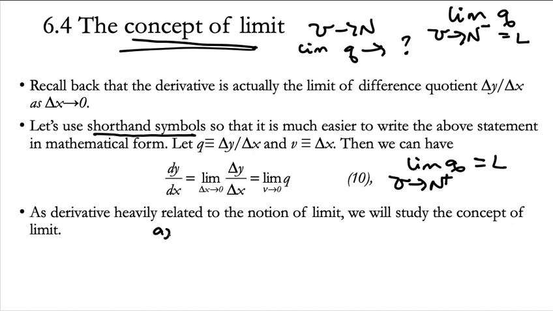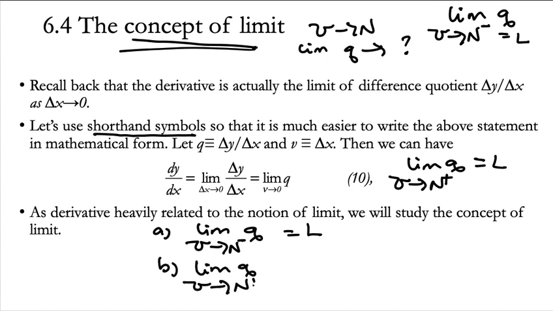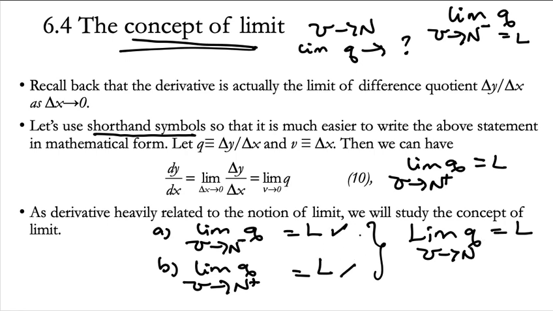Okay, so like I said just now, I check the limit of Q as V approaches N from the left side, then I found the answer L. But I also need to check from the right side. Okay, positive, then the answer is L. Therefore, from here, I can say that the limit of Q as V approaches N, without any sign on the superscript, is equivalent to L, because the limit exists from both sides.